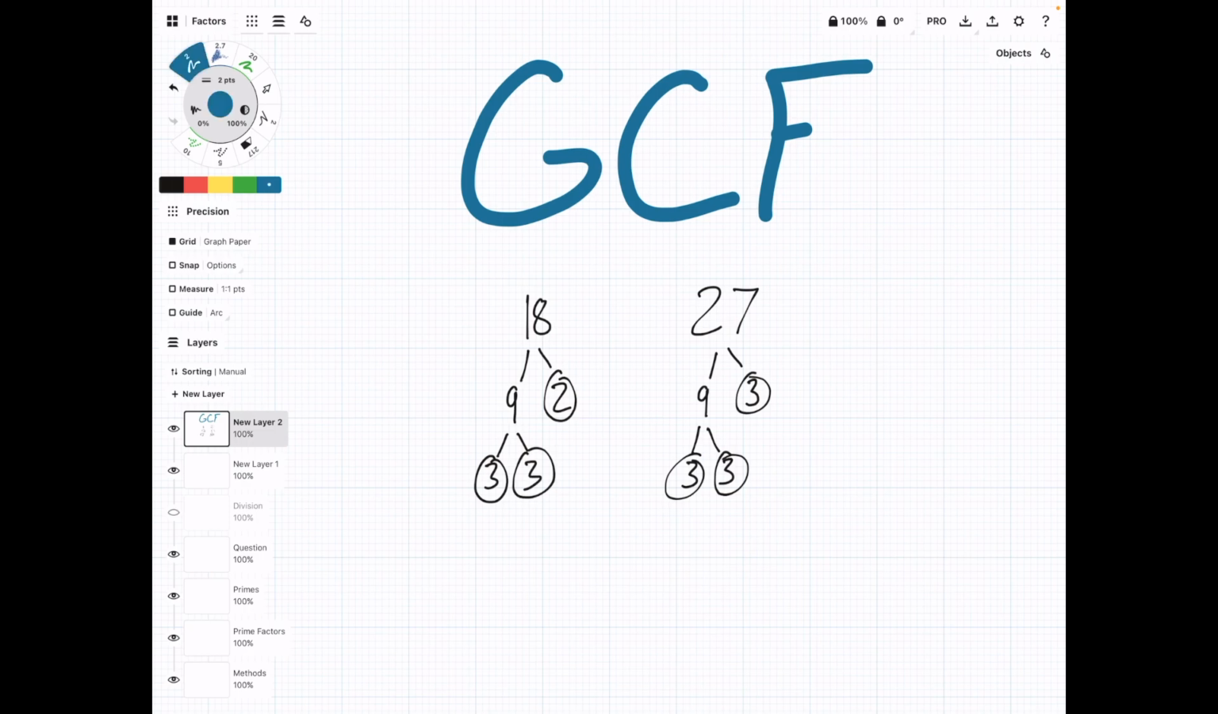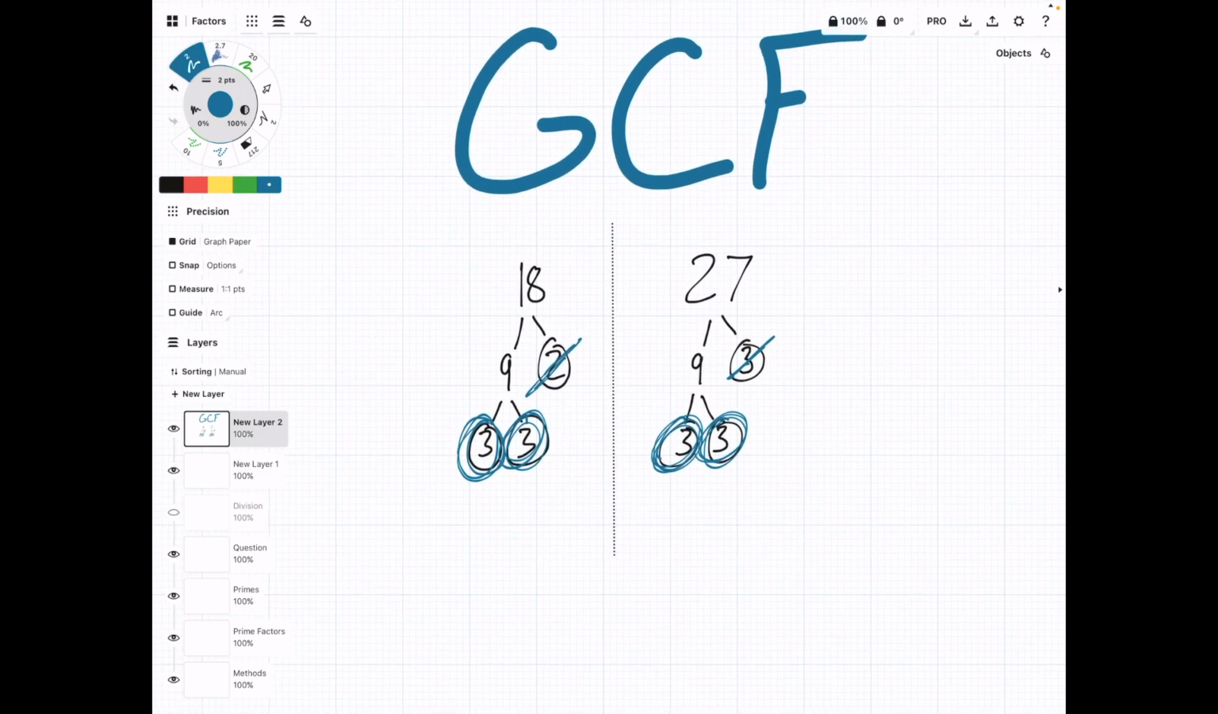Okay, now the greatest common factor is simply the product of the common prime factors. It's kind of a mouthful, but all it means is that if we drew a line here, we want to look for matches on either side of the line. So we have a 3 here, 3 here, 3 here, a 3 here, and then these we just ignore because they don't have a match on the other side of the line.